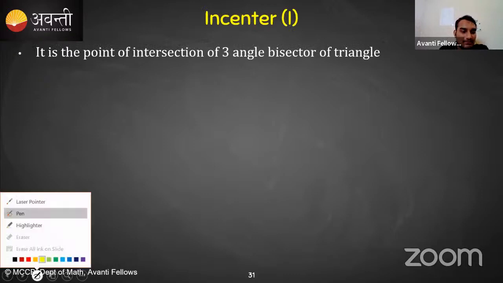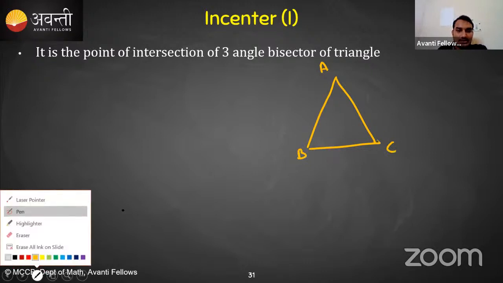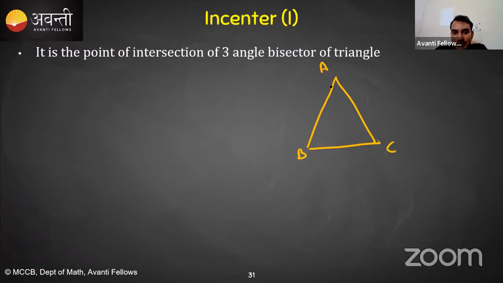What is incenter? Incenter is the point of intersection of the three angle bisectors of a triangle. Very good. Means let's say this is triangle ABC. Let's say this is one of the angle bisectors of the triangle. This is angle A, and this is the angle bisector of the triangle.